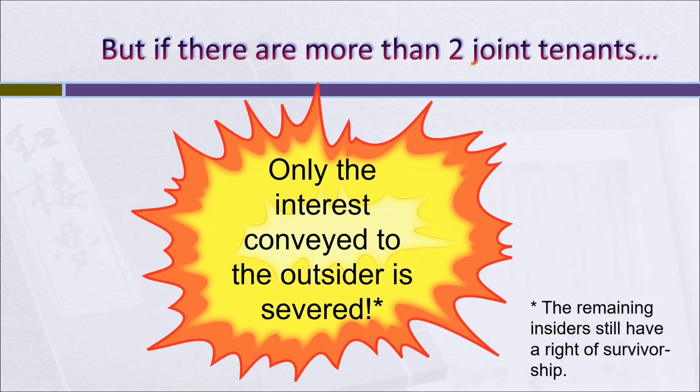Now things get a little more interesting if there are more than two joint tenants. Let's suppose there are 3 or 4. After all, there's no limit on the number of joint tenants that we can have.